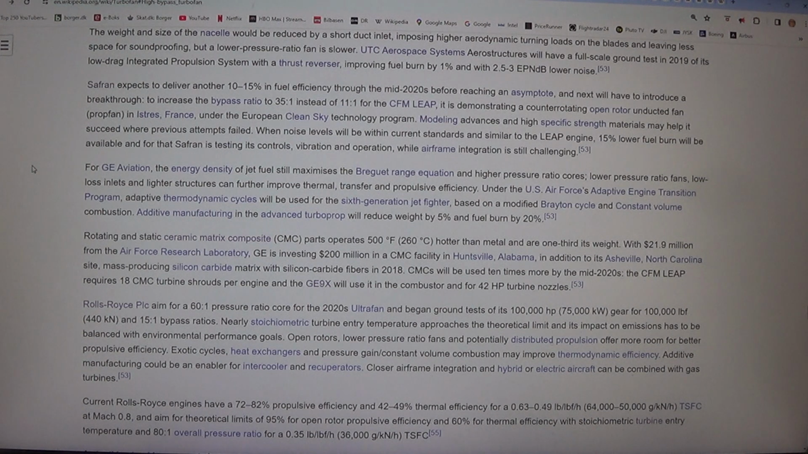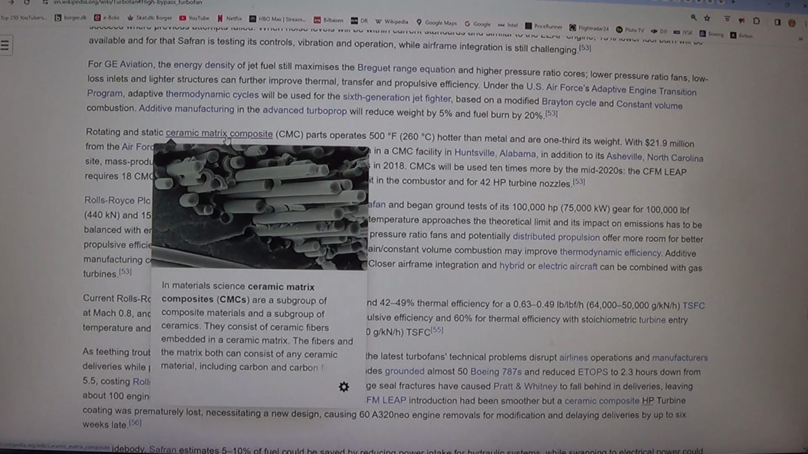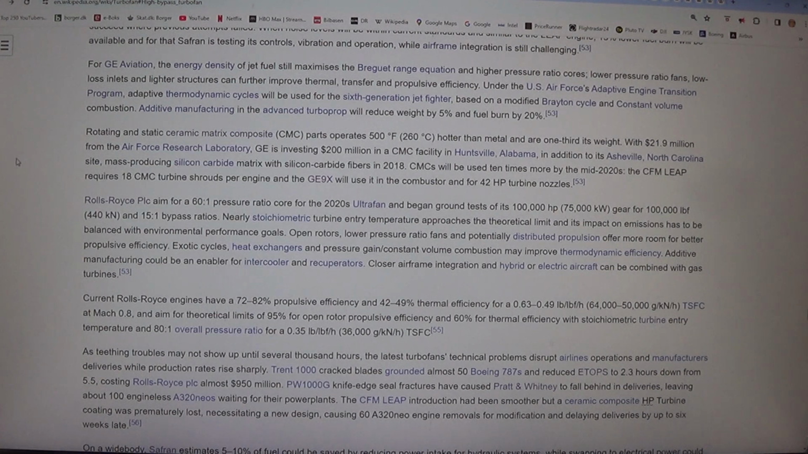Rotating and static ceramic matrix composite, CMC, parts operate 500 degrees Fahrenheit, 260 degrees Celsius, hotter than metal and are 1/3 its weight. With $21.9 million from the Air Force Research Laboratory, GE is investing $200 million in a CMC facility in Huntsville, Alabama, in addition to its Asheville, North Carolina site, mass-producing silicon carbide matrix with silicon carbide fibers in 2018. CMCs will be used 10 times more by the mid-2020s.